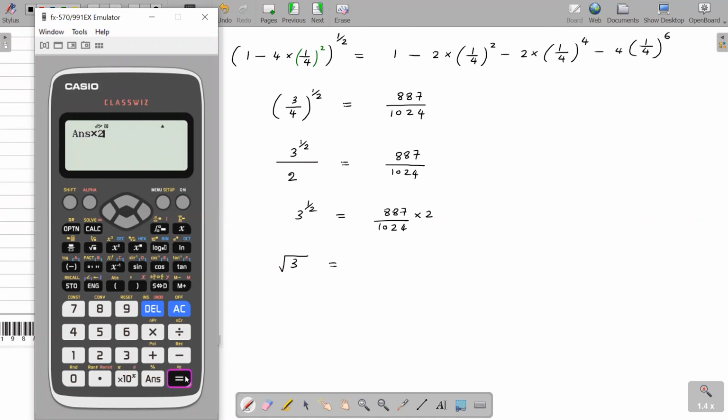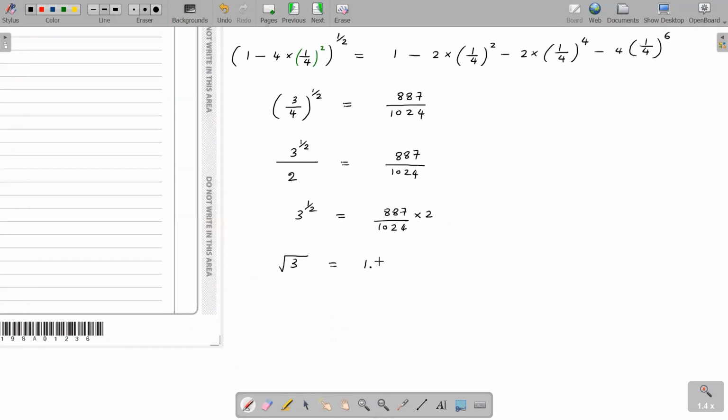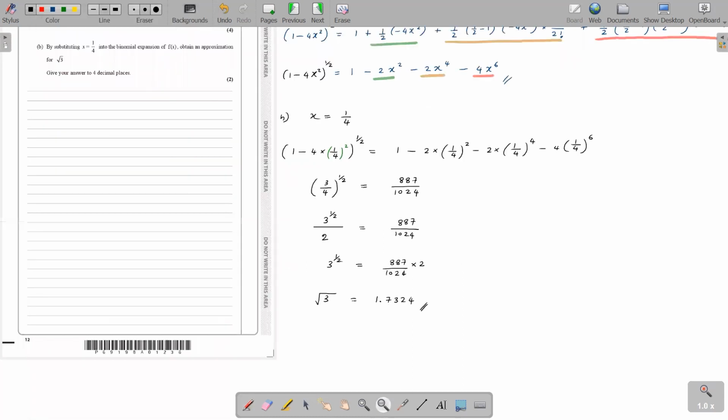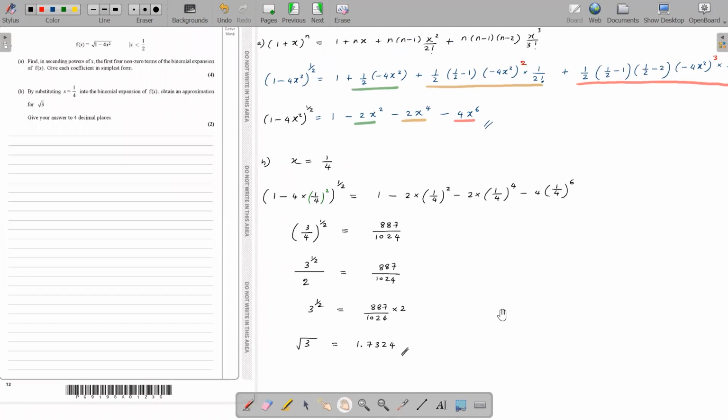Into 2, right? 887 over 512. So 4 dp is 1.7324. So make sure when they say 4 dp that you give it to 4 dp, not any more, not any less. Okay, so this is the approximate answer for root 3 by using the expansion. Okay, is this clear?